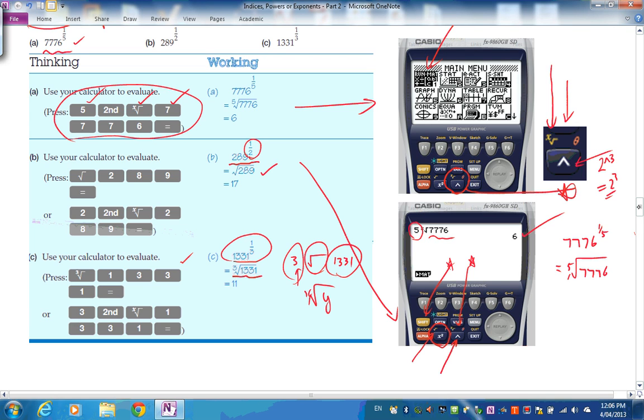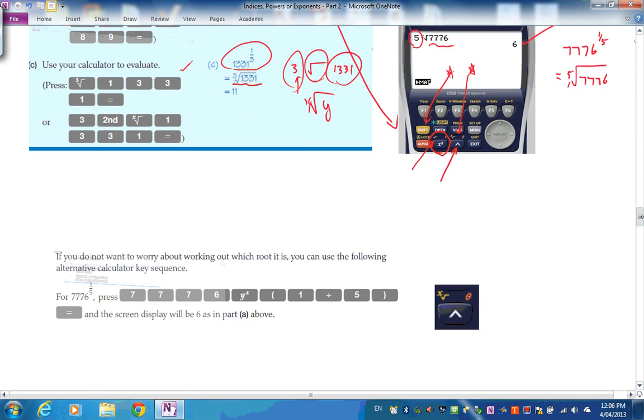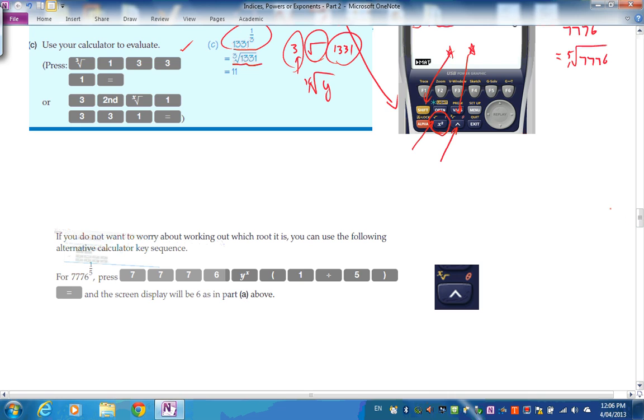Let's have a look at another comment down here. You could actually just use the fractional power. Don't change it to a root. Put the number in and then raise it. So this is the TI here, the TI calculator. We're going to use this button. So you put 7776 and then use this to raise it to the power, and then you bracket the power 1 divided by 5, so that's raising it to the 1/5.